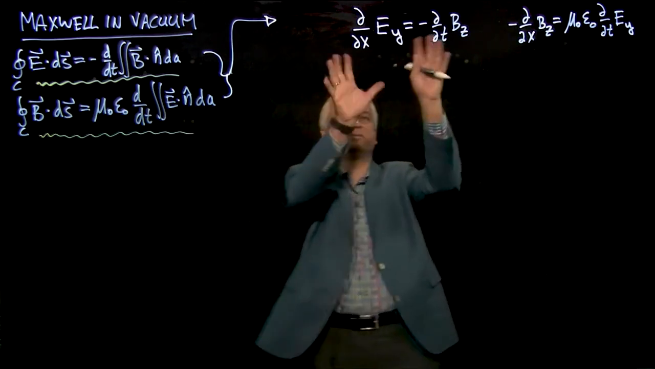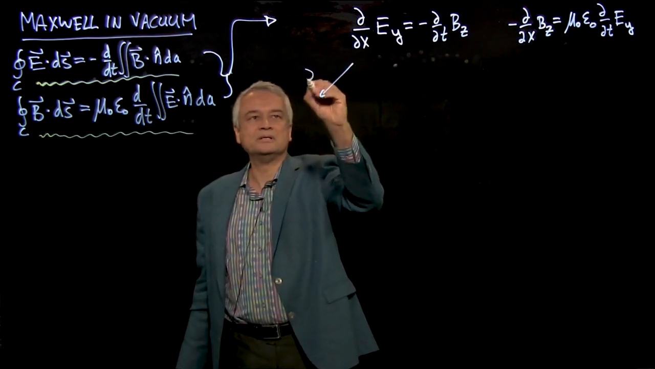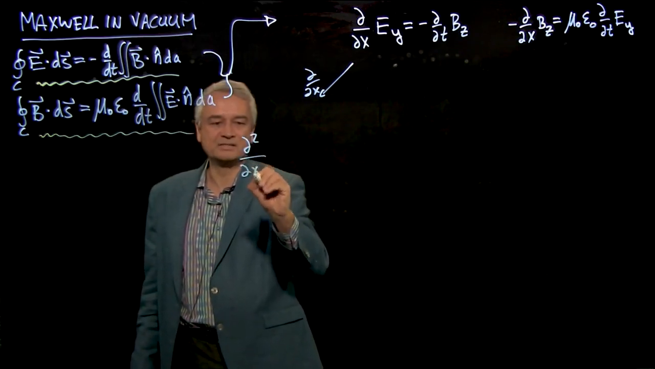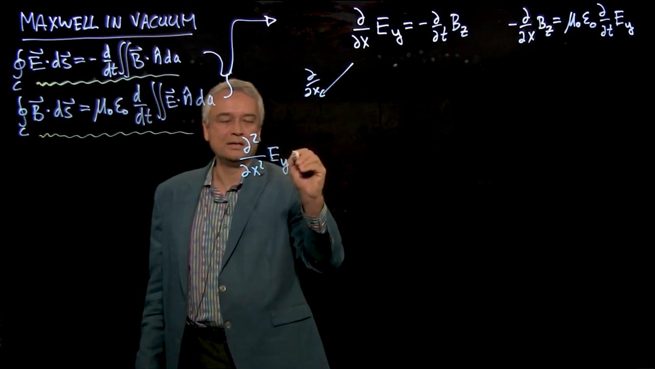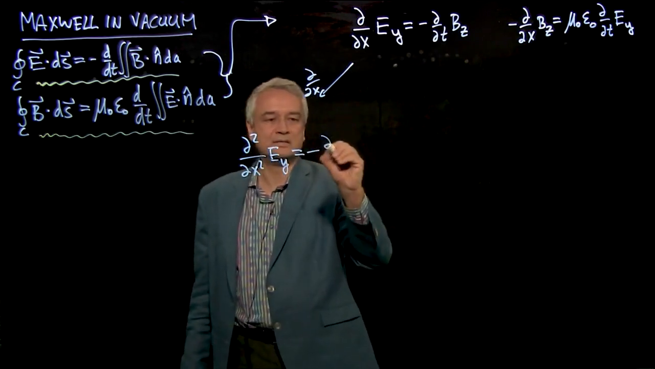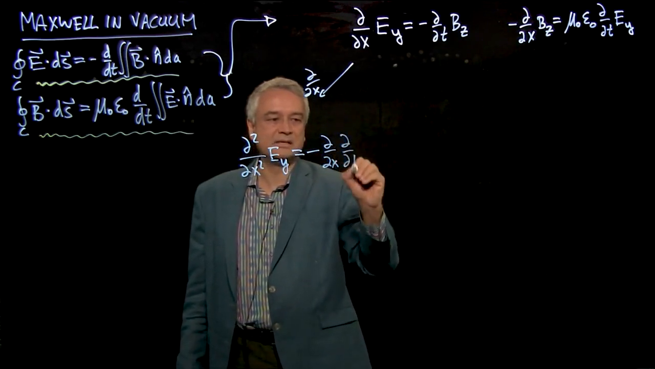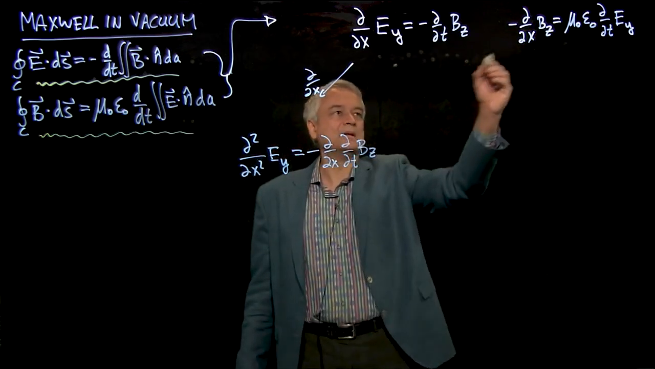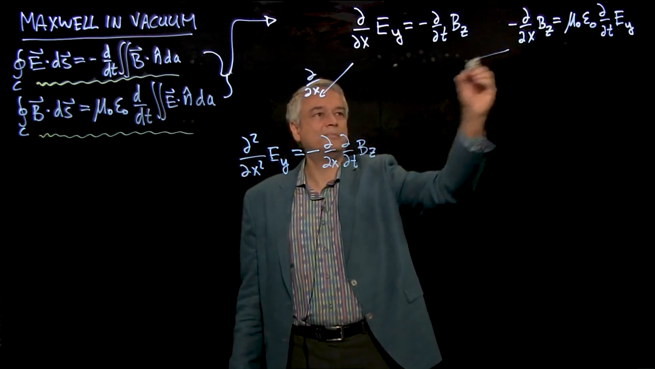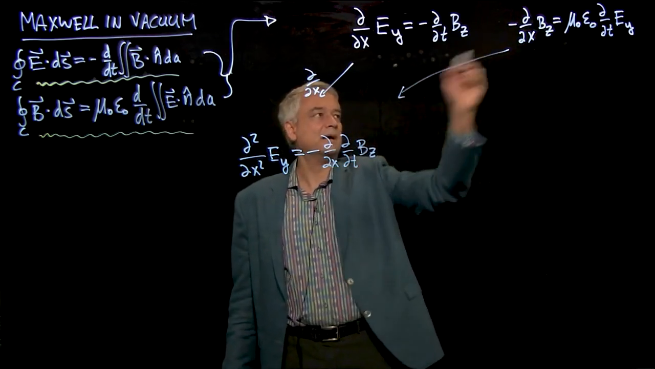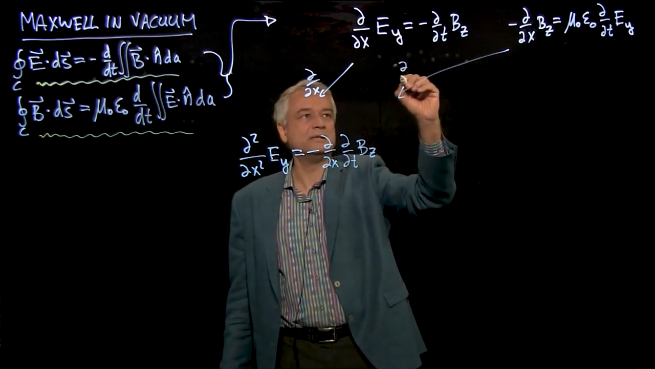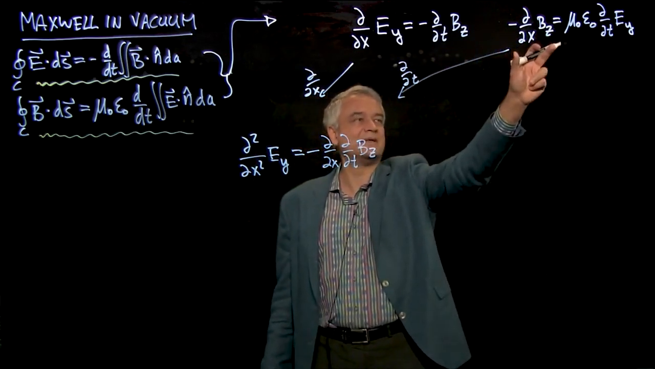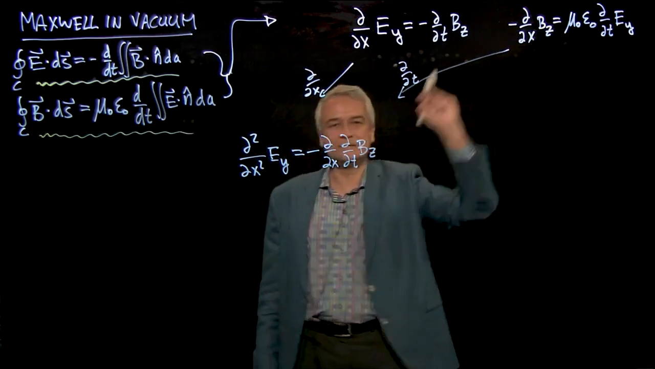So let's just do that. So I'm going to take this equation, and over here, I'm going to d by dx both sides. And what will I get? Well, I'm going to get that the second derivative with respect to x of EY is equal to minus d by dx d by dt of BZ. And then from this equation over here, I'm going to d by dt both sides of this equation. And when I d by dt the left side, I get minus d by dt of d by dx of BZ.